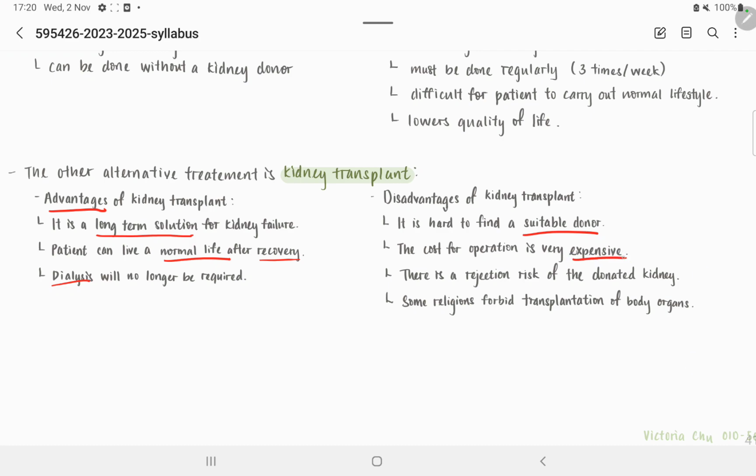Disadvantages: finding a suitable donor takes time and is quite hard, and the cost of the operation is very expensive. Why is it hard to find a suitable donor? Because there might be a rejection risk. Sometimes your body will reject the kidney, so it's hard for a kidney transplant. Also, some religions forbid this kind of surgery.